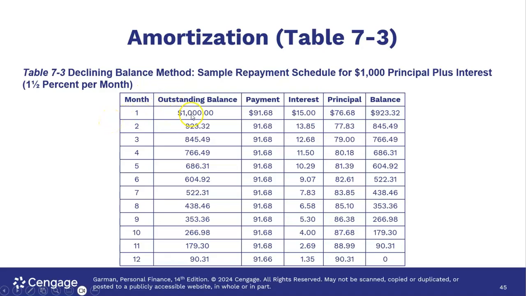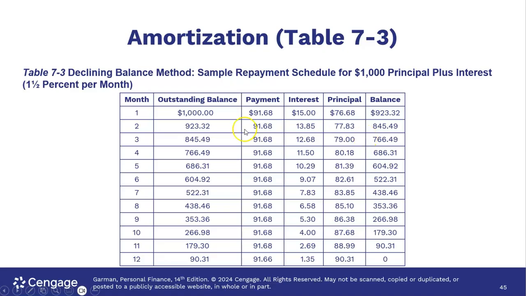So we've got a $1,000 loan. It's actually 1.5% per month. That's 18% APR. The monthly payment is $91.68. $15 is interest in the first period, and $76.68 is principal.